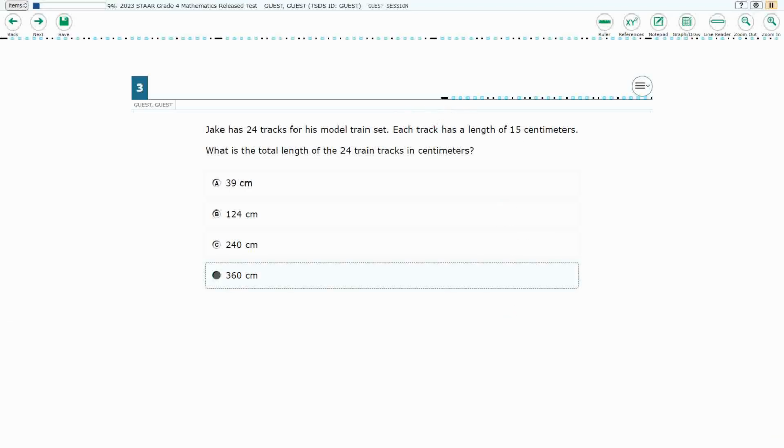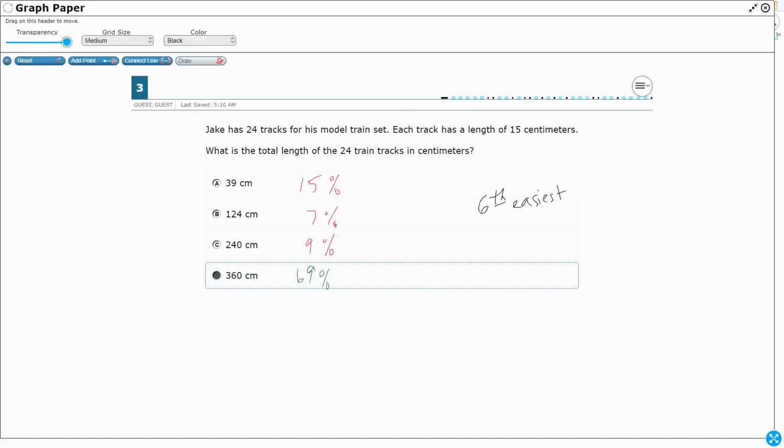Let's see how we did across the state of Texas. So this one was also tied for the sixth easiest. You see we had 69% of our students, just like the last problem, get this correct. The one that I think is interesting here is 15%. How are we going to get this 39?